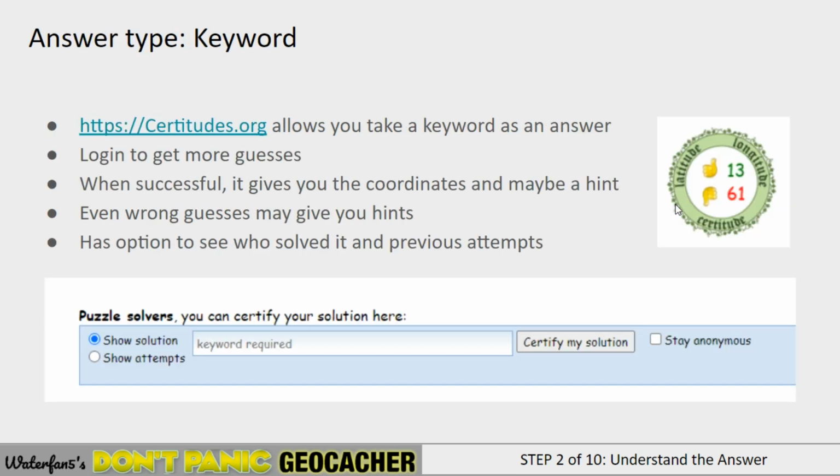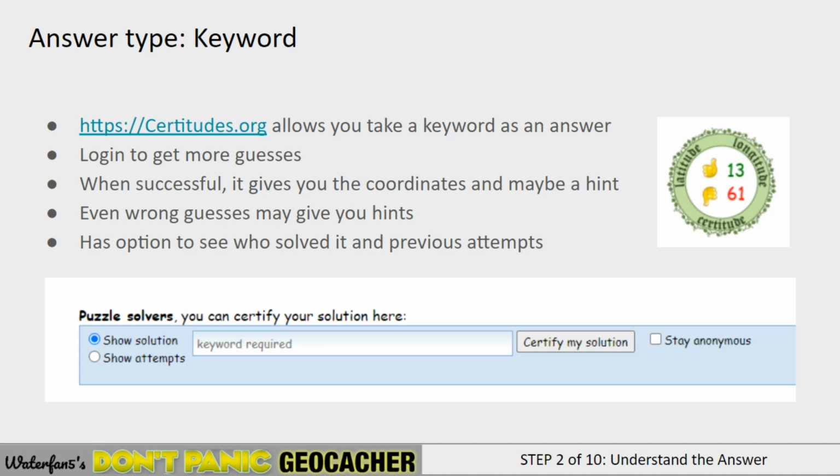If it's a keyword type, then often Certitudes is used as a geochecker. This is a popular one, but there are other ones out there that allow you to set a keyword or one or more words as an answer. You can typically see that with the logo that it is a Certitudes checker, and if you click on it, you will be prompted to provide an answer. This might be one of multiple options, but one of them can be keyword required. And so now you know that you're looking for a keyword and not a full coordinate.